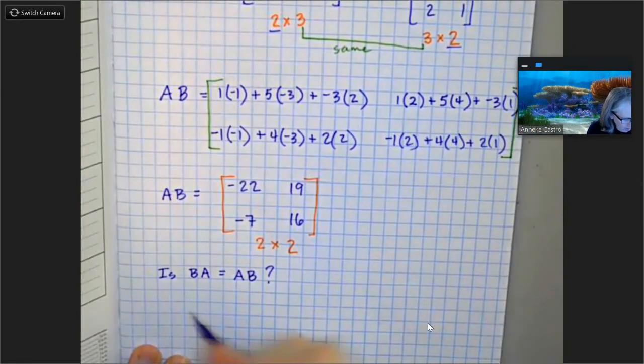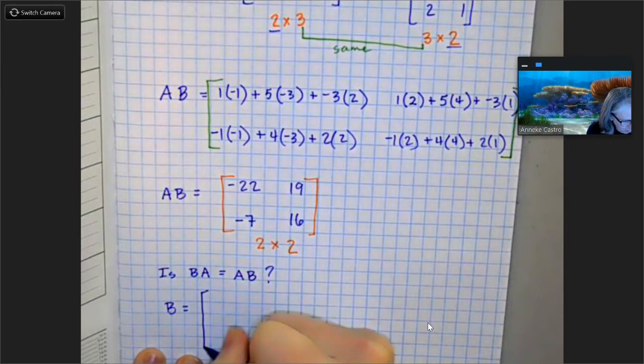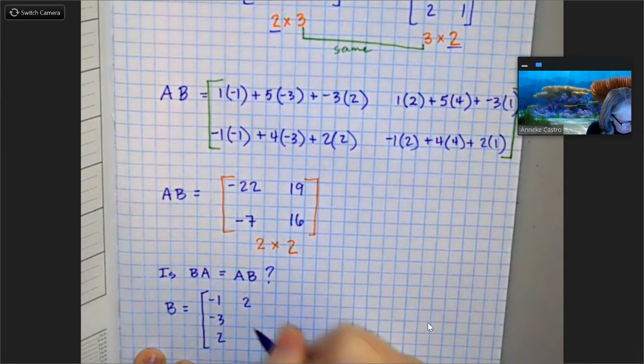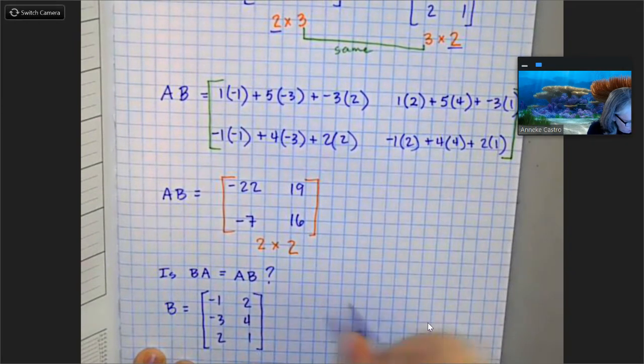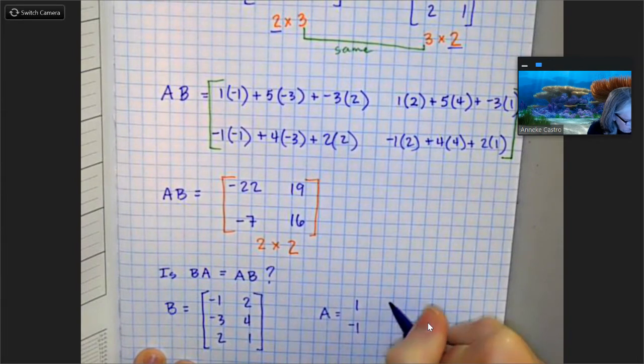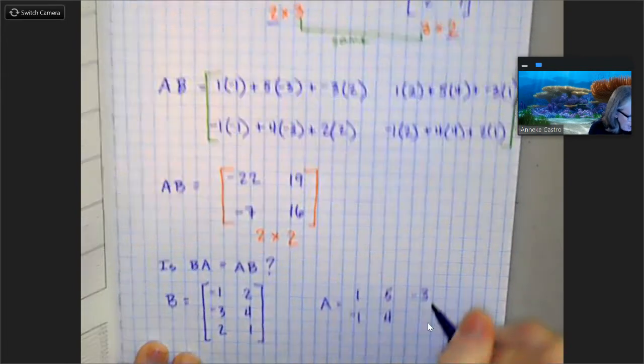What if I write the B first? So I have my B is equal to, that's going to be my first matrix, -1, -3, 2, and then 2, 4, and 1. And then I'm going to multiply that by matrix A, which of course is 1, -1, 5, 4, -3, and 2.